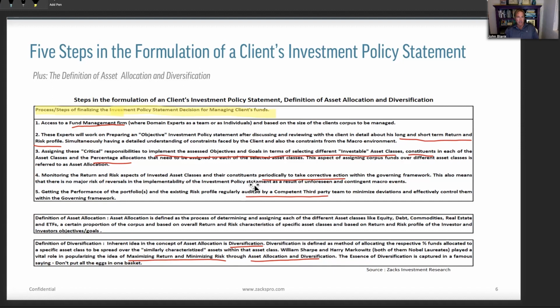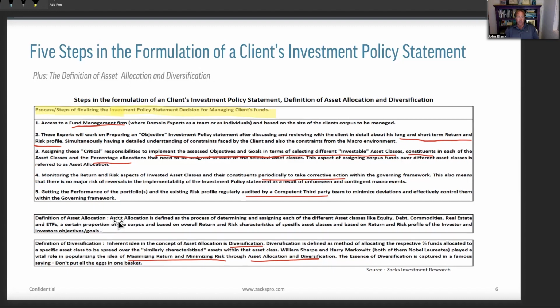Now, outside of that, what my report is going to do is give you corrective action all the time about what you can do within the framework for macro events. That is where, in number 4, my report offers some value. Number 5, getting it audited by a competent third party. So if you get this done, asset allocation, you might want to have a third party take a look at it, make sure your domain experts are doing their job.